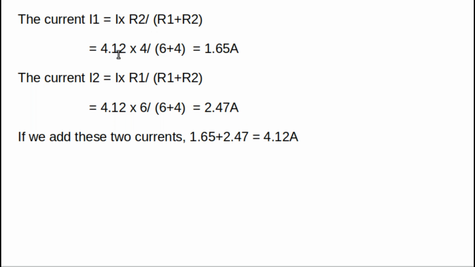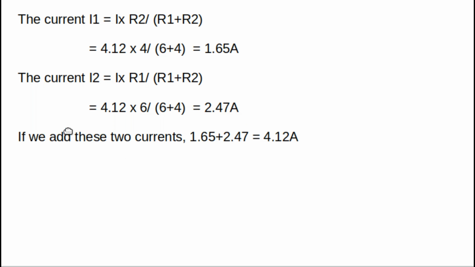When we substitute the values, it is 4.12 into 4 divided by 6 plus 4. It can be calculated to 1.65 ampere. Similarly, the current in the second branch is equal to the main current I into the resistance of the first branch, R1, divided by the sum of the resistances. We substitute the values and we get that current as 2.47 ampere. So now we found the values of I1 and I2. We got them as 1.65 ampere and 2.47 ampere.